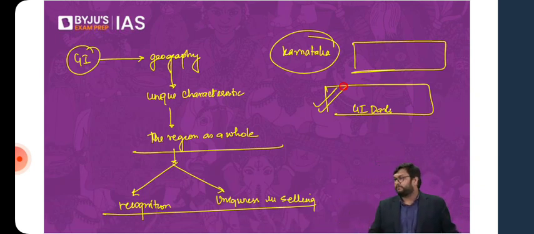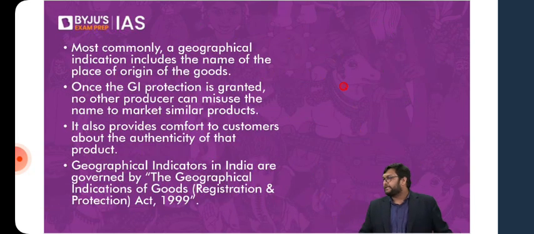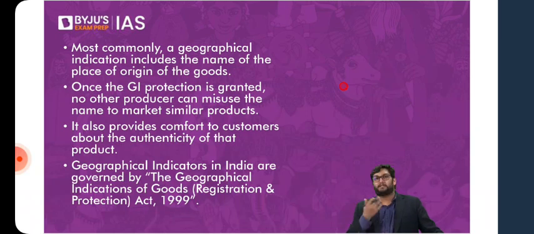So once GI is given, can a product lose it afterwards? It's permanent, till it has that original characteristic. If Darjeeling tea now starts to taste like all other teas, then there's no point. If the Alfonso mango does not look like the Alfonso mango, then it cannot. So that's the point. You have to have that characteristic.